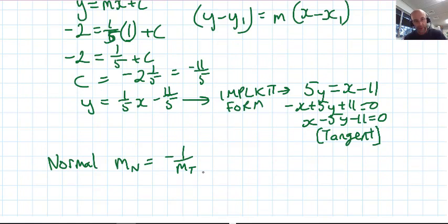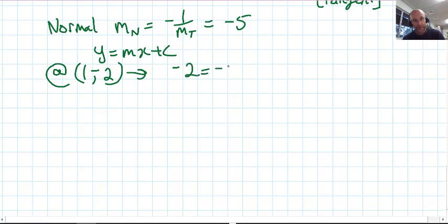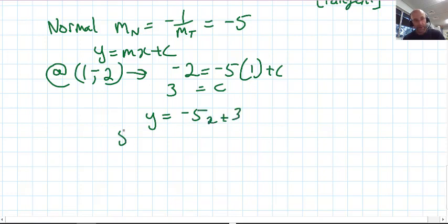Now, because it's perpendicular, the normal has inverse reciprocal relationship with the gradient of the tangent. So the gradient of the normal will be -5 because the gradient of the tangent was 1/5. And we just go through and use the same strategy using y = mx + c for the normal. Now the point is common to both the tangent and the normal, the point of contact. So we keep using the point (1, -2), and we sub that in. -2 = -5 times 1 + c. So we add 5 to both sides. c = 3. And then we can update our equation. y = -5x + 3. And in implicit form, the equation of the normal is 5x + y - 3 = 0. So that's the equation to the normal.